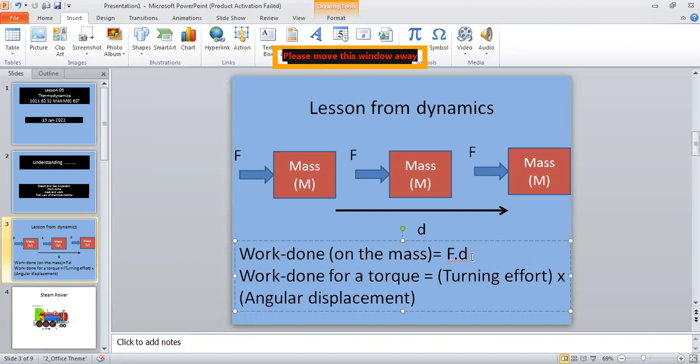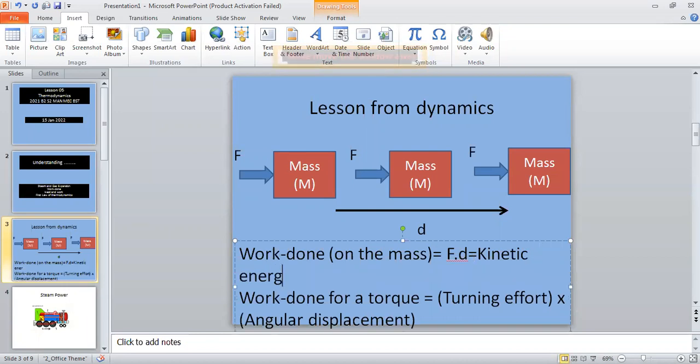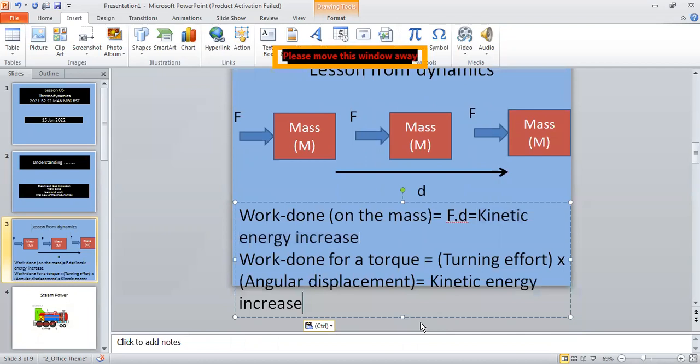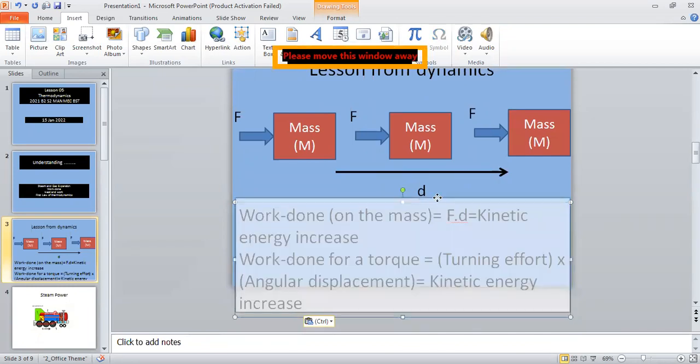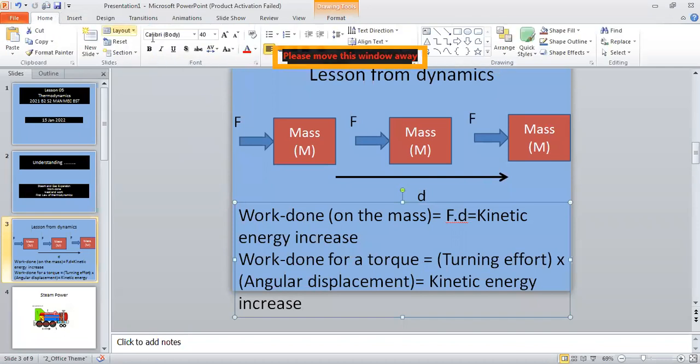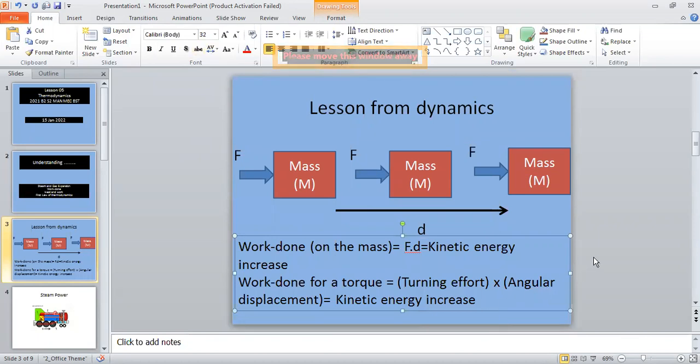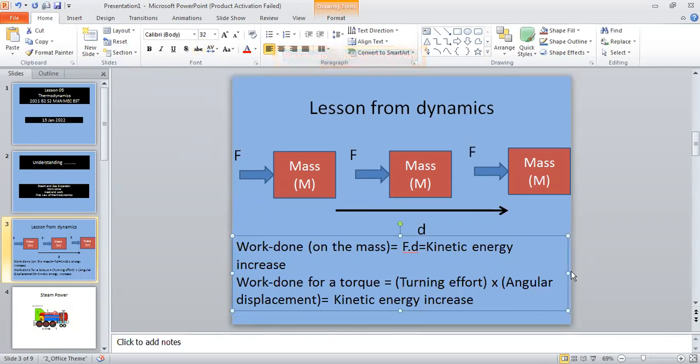So that is equal to, here for dynamics, kinetic energy increase. Kinetic energy increase. So you know this.